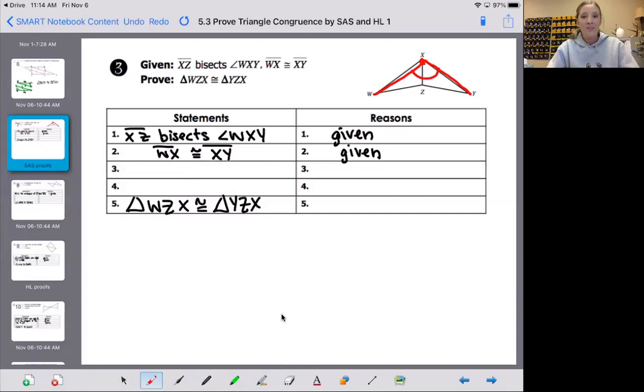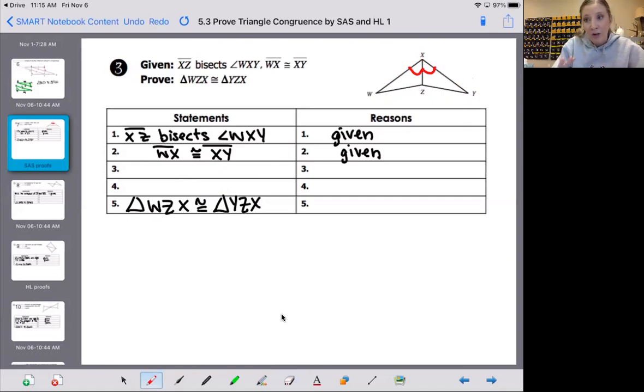Now, when something is bisected, that means that it is cut in half. And so when I cut something in half, what about each piece? Well, each piece must be equal, right? So when you bisect an angle, you're cutting an angle into two equal smaller angles. The little pieces of the angle end up being congruent. And so the angle on the left side, angle WXZ, is going to be congruent to the angle on the right side, angle YXZ.